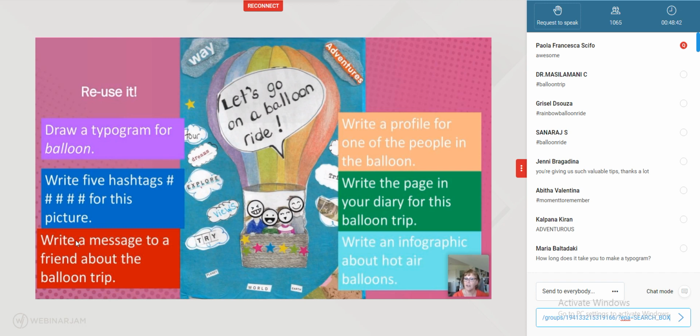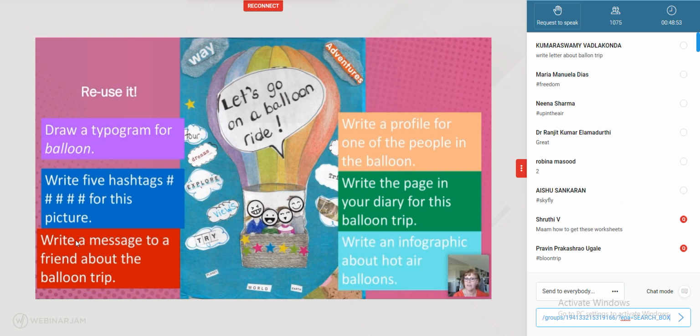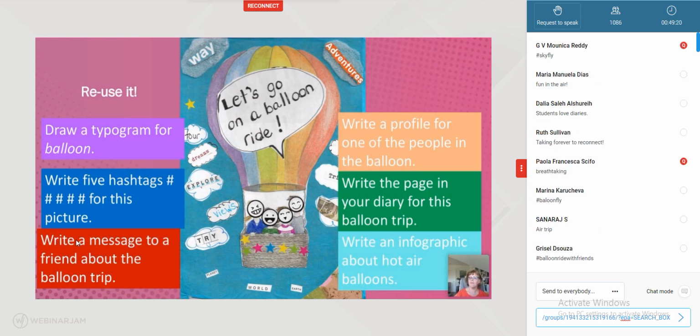An activity I haven't mentioned, but actually interesting because it was growing in popularity, was keeping a diary. And I think a lot of the students right now are, in fact, it's one of the things that people are saying, keep a diary of lockdown, because in the future you can come back to your diary, okay? And a lot of children in the UK, in the latest survey, about 35%, I think, were keeping a diary. Okay, so they could write the page of their diary for this balloon trip. Or they can find out about hot air balloons and they can create an infographic for a hot air balloon.